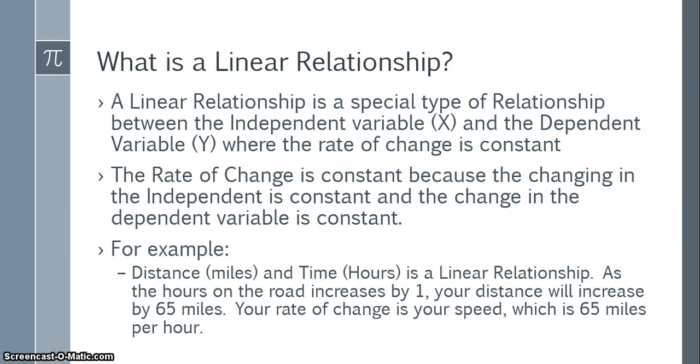For example, if we look at distance in miles and time in hours, it is a linear relationship. As the hours on the road increase by 1 hour, your distance will increase by 65 miles, and your rate of change is your speed, which is 65 miles per hour. And that's assuming you're going 65 miles per hour the whole entire time.